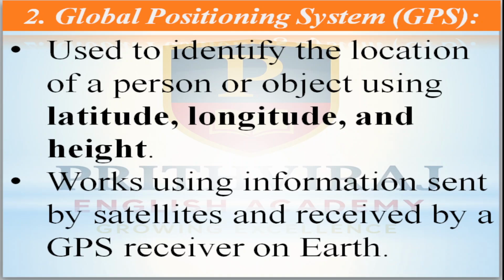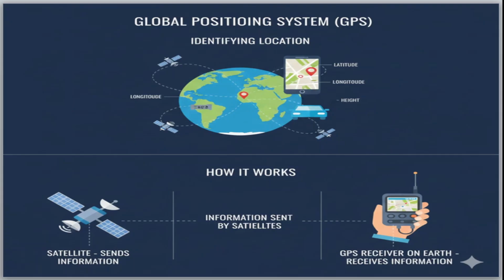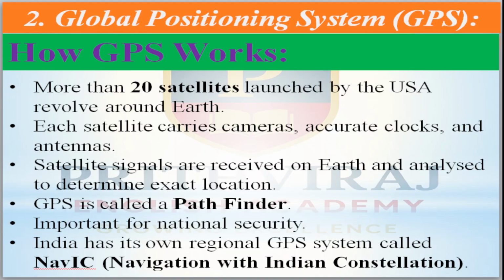It is GPS, the Global Positioning System. It is used to identify the location of a person or object using their latitudes, longitudes, and height. It works using information sent by the satellites and received by a GPS receiver on the Earth. Now come to how exactly it works.